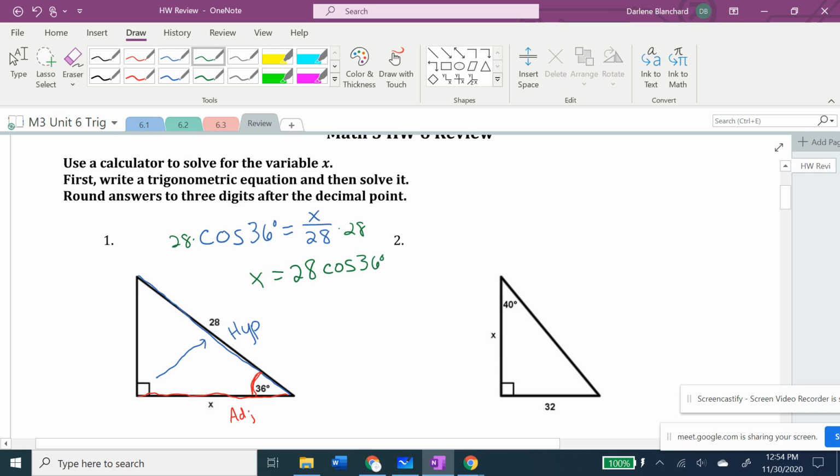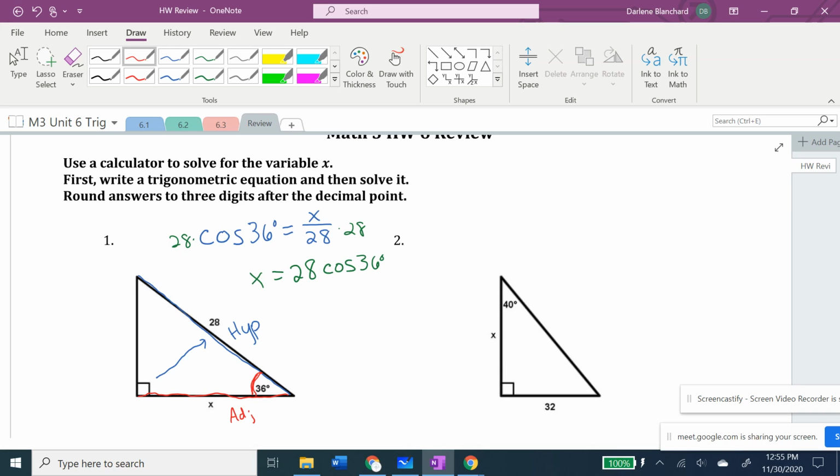So everyone, grab a calculator. Make sure that your calculator is in degree mode. And you'll know very quickly if you're not in degree mode. You'll get an incorrect answer, and it'll be obvious. So 28 times cosine 36. Put in chat what you get. You got it, 22.65.